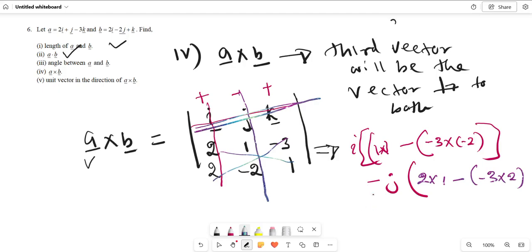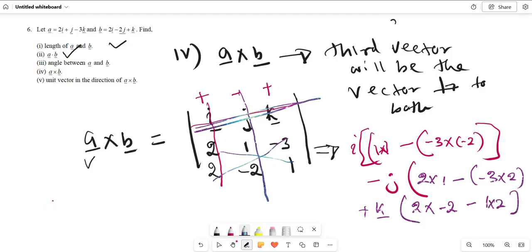Then take the next one, plus k. When you take k, it is positive, plus k. Now draw this line and this line. When those two lines are cut off, what is remaining? These two form the determinant. So 2 into minus 2 minus 1 into 2.